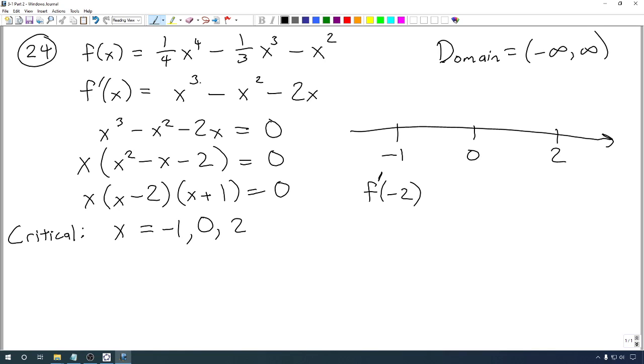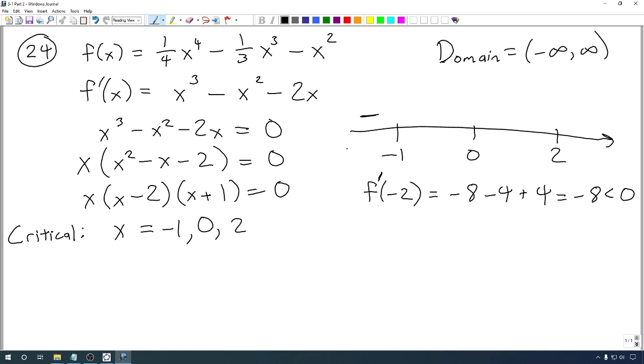So negative 2, when we plug it into here, negative 2 cubed is a negative 8. Negative 2 squared is a positive 4, but I'm subtracting it. Then negative 2 times negative 2 means that we're going to be adding a 4. But overall, we get a negative 8. This is a negative value. So I'm going to put a negative here to show me that it's negative.